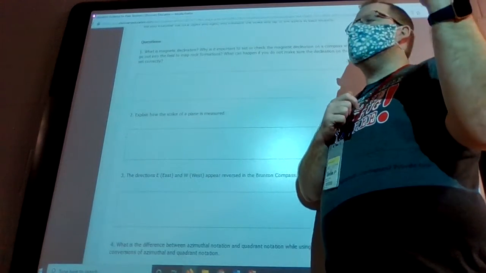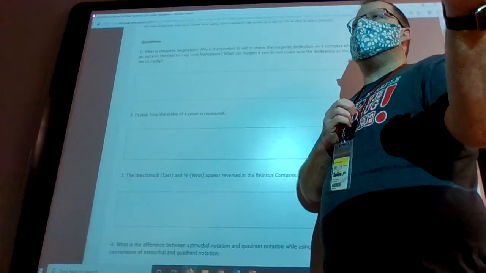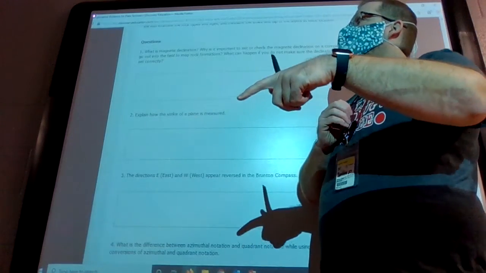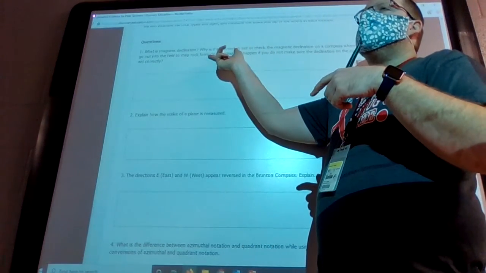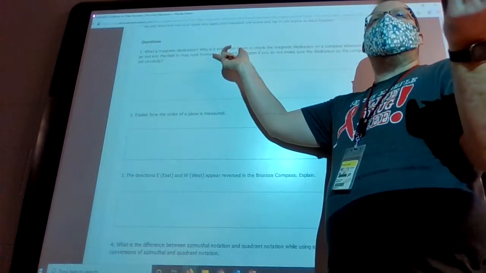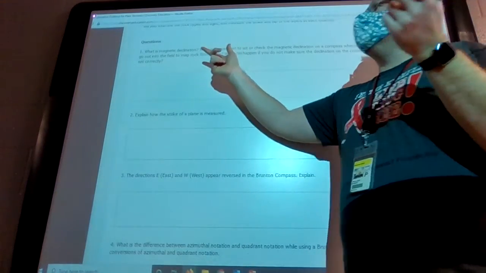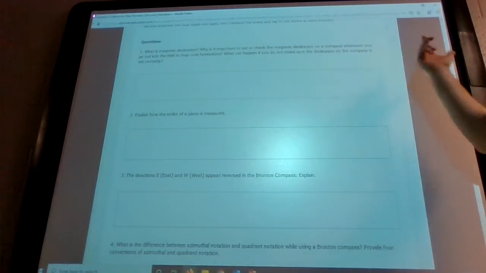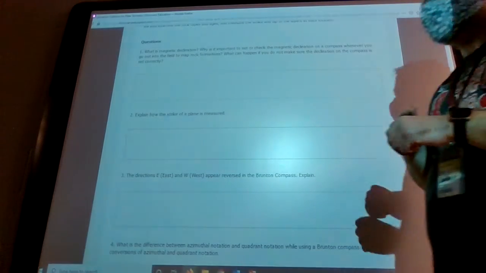So magnetic declination is the difference between magnetic North Pole and rotational North Pole. It's important to check because you don't want the wrong readings and you don't want to end up in the wrong place. What can happen if you don't do it? You can end up in the wrong place or have the wrong readings.